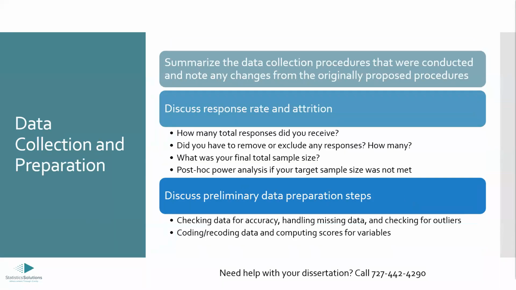Next, you'll want to talk about the results of your data collection and the steps that you take to prepare the data. So you'll want to summarize your data collection procedures and note any changes from your originally proposed procedures. And this is really important because when you do your methodology chapter in your proposal, you might propose a certain method of data collection, but by the time you get to your results, it's possible that some changes to your data collection actually changed from what you originally proposed.